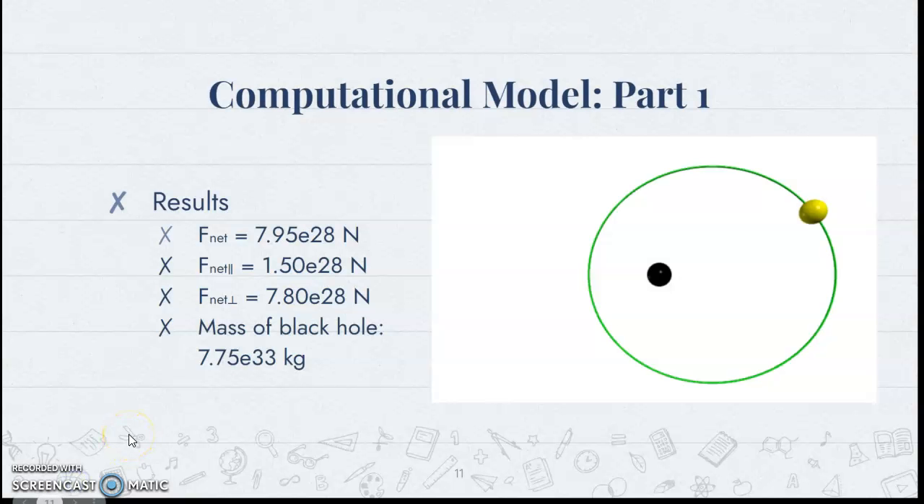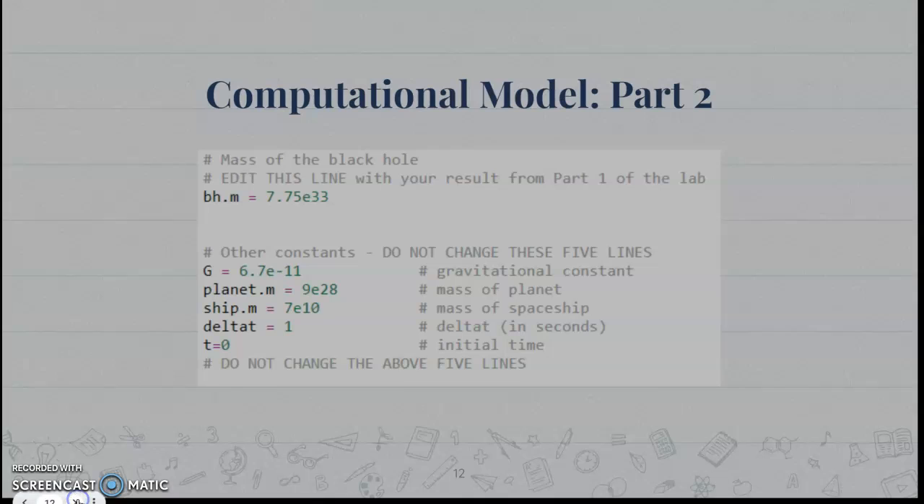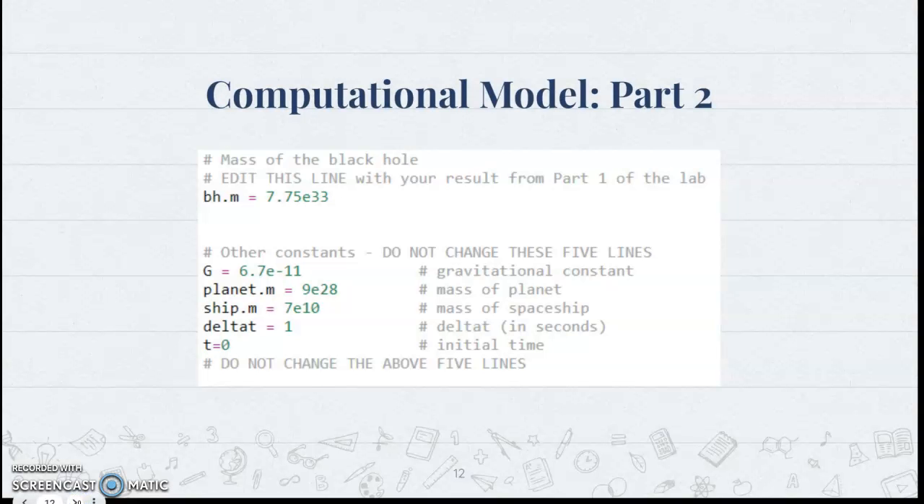When the code is run, we are given this image and the values for our three net forces and the black hole's mass, which is 7.57e3 kilograms. Having our black hole's mass, we are now able to move on to the second part of our lab. For our second computational model, our goal was to calculate the net force on the planet and the spaceship to be able to determine the initial velocity needed to approach the black hole but not get sucked in.